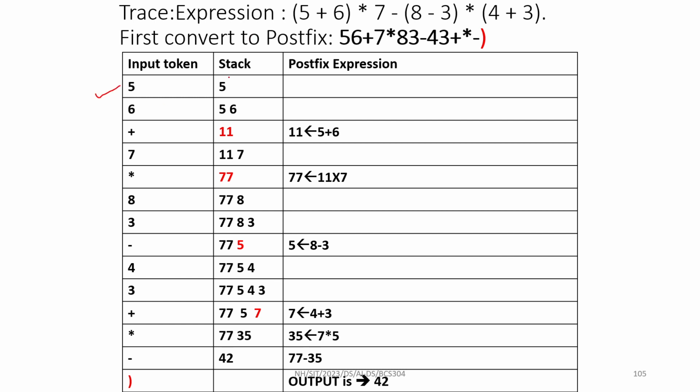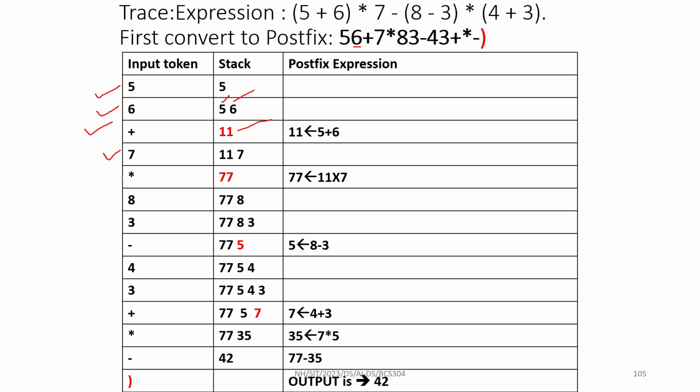5 is an operand. Push it onto the stack. The next symbol is 6. Push it onto the stack. The next symbol is plus. You have to pop the top two symbols. OP2 is 6 and operand 1 is 5. The operator is plus. 5 plus 6 is 11. The answer is temporarily pushed onto the stack. This is 11, the temporary answer. Then it is 7.